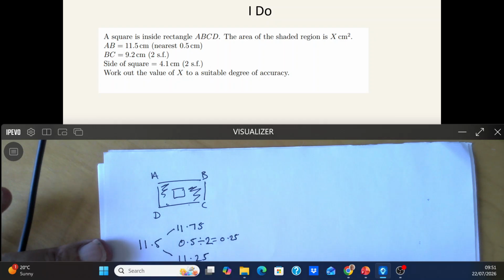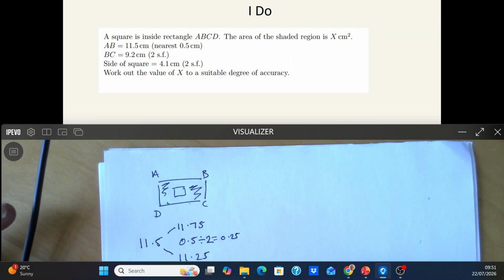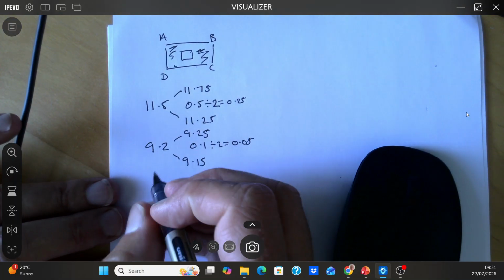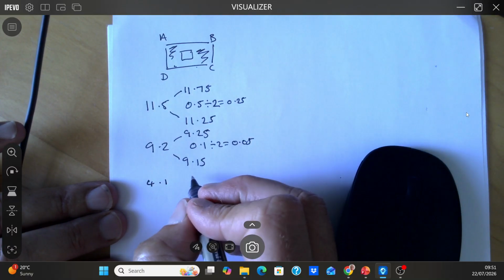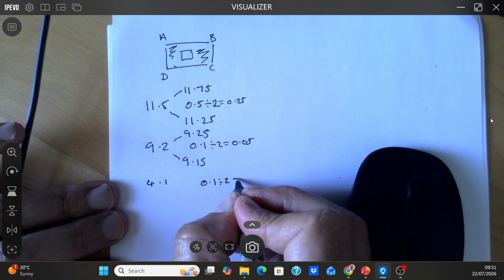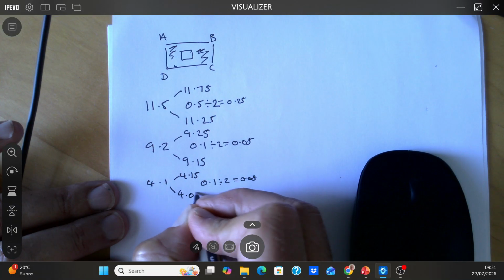Right, BC, that distance there, is 9.2, and that's two significant figures. So 0.1 divided by 2 gives me 0.05. So I'm going to add it, then I'm going to take it away. I'm just going to make this bigger so you can see it, because the other one is 4.1. The square has a side length of 4.1, and that is two significant figures. 0.1 divided by 2 is 0.05. So that gives me 4.15 and 4.05.